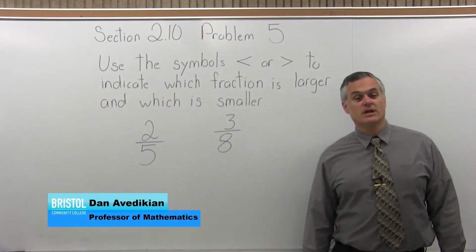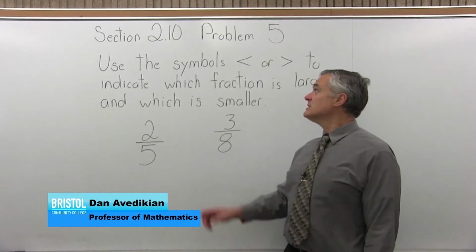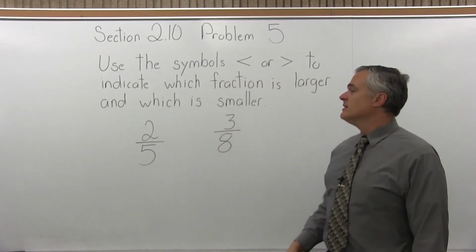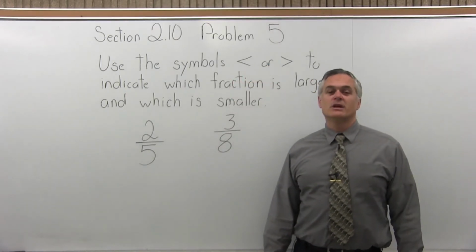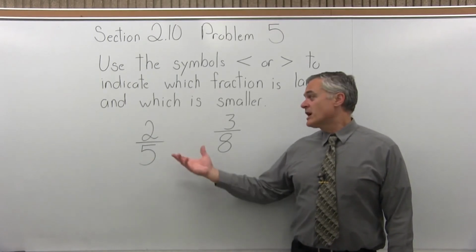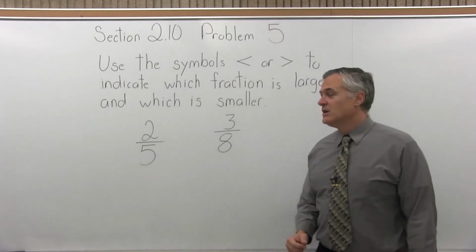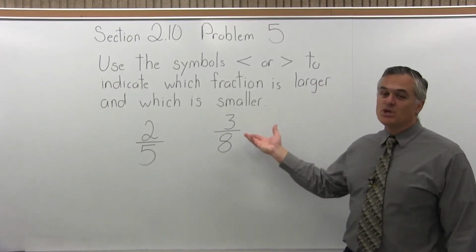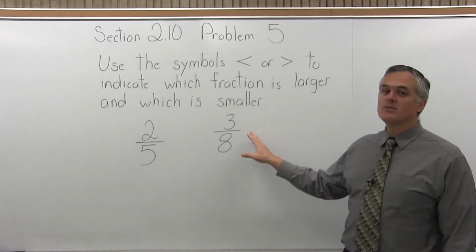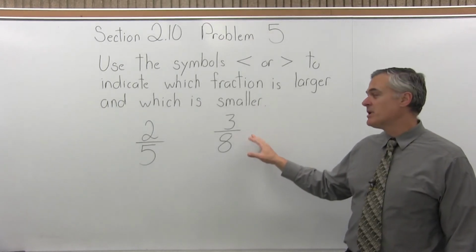This is Section 2.10, Problem 5. It says use the symbols less than or greater than to indicate which fraction is larger and which fraction is smaller. So the fractions that we want to compare are 2/5 and 3/8. So the 3 and the 8 have bigger numbers, but that doesn't necessarily mean that it's the larger fraction. It might be, it might not be.